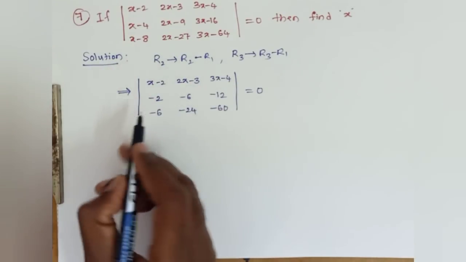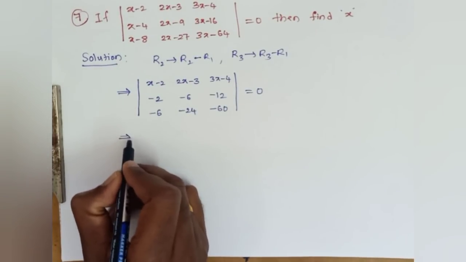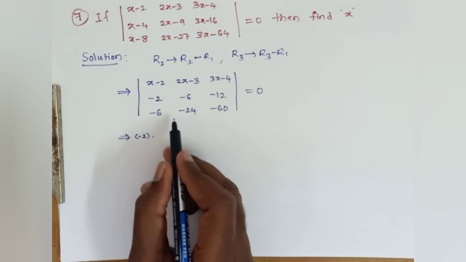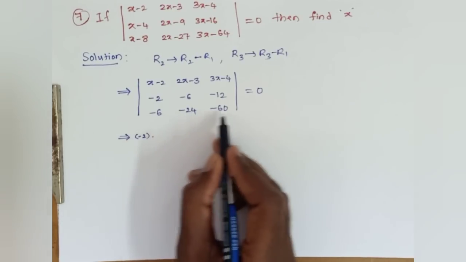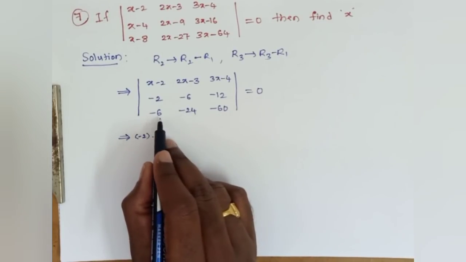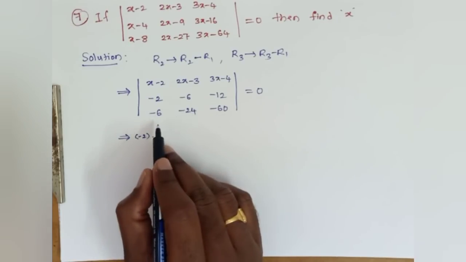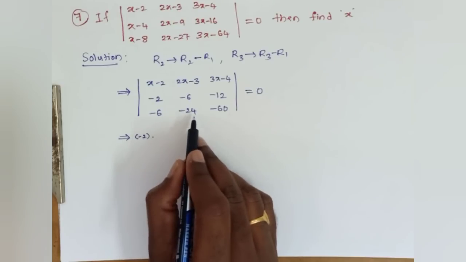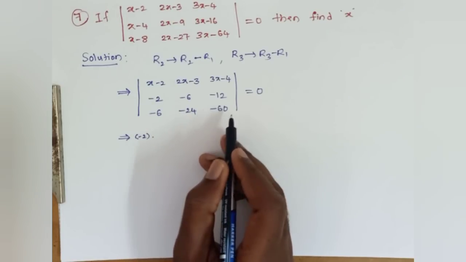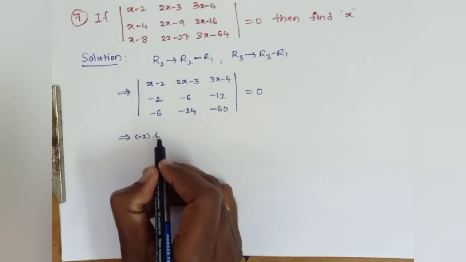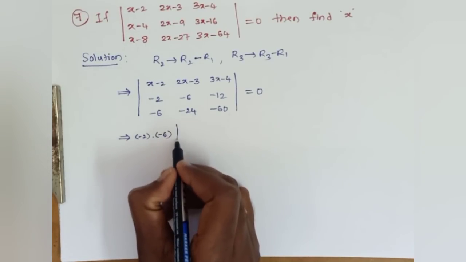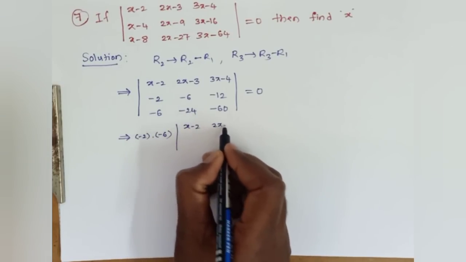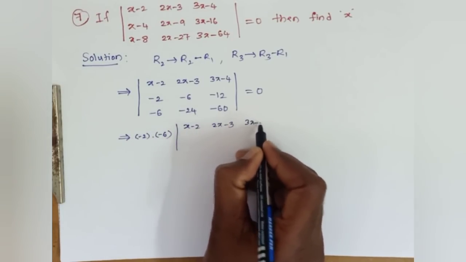So minus 2 is common from the second row. In the same way, the third row, that is minus 6, minus 24 and minus 60. Now we can express this as, these three elements are multiples of minus 6, means minus 6 into 1. We can write it as minus 6 into 4, and this is minus 6 into 10. So minus 6 is common from the third row. Then the remaining determinant is x minus 2, 2x minus 3 and 3x minus 4.